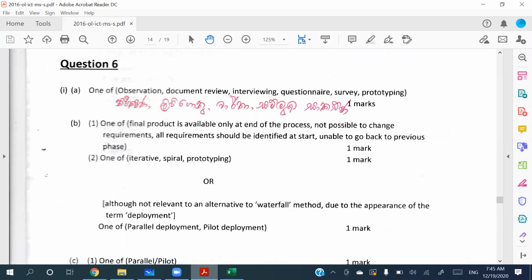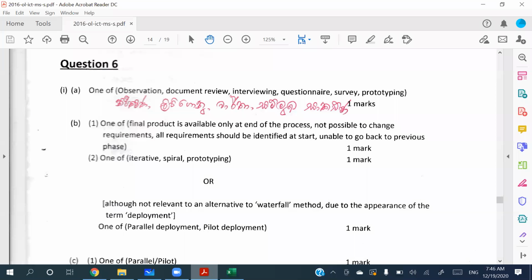So one of these things: final product is available only at the end of the process, not possible to change requirements. All the requirements should be identified at the start, unable to go back to previous phases, as we talked about, right? So one out of those options, right? If you got any alternative answers, just let me know. I'll tell you whether it is correct or wrong, right?